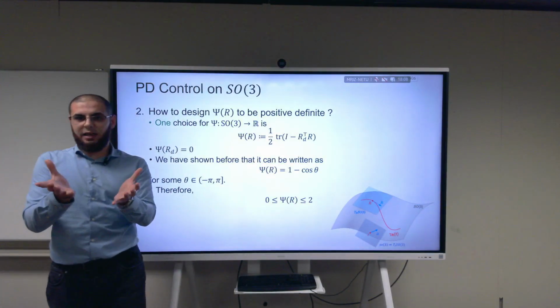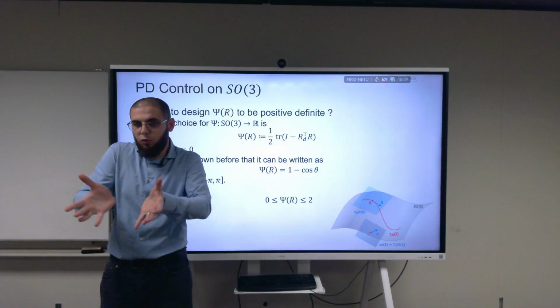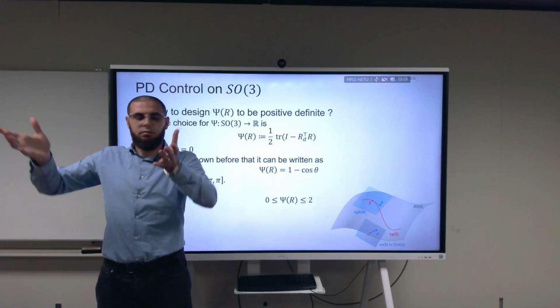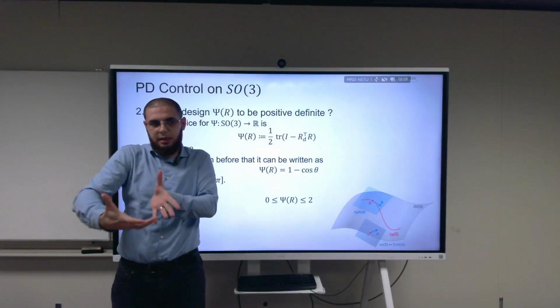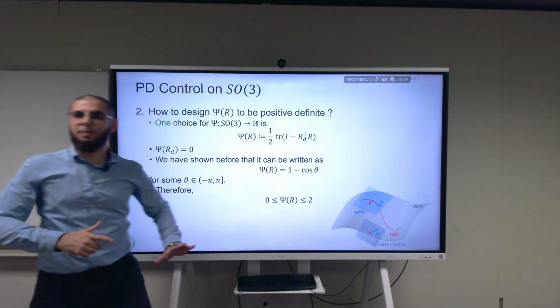So the function we're talking about is 0 at R equal R desired. And as we move away from that point, we get something that's greater than 0. So it has a bowl shape, locally, of course. So it's a positive definite function.